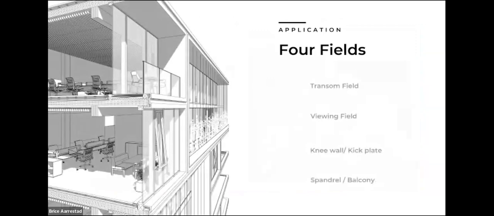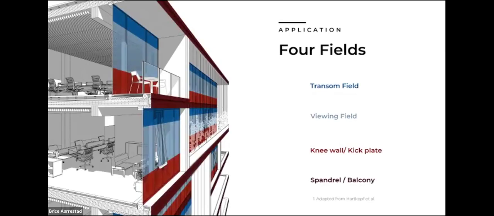So the question then is, understanding these basic principles of biophilia, how do we then apply them to a facade? It may be helpful to divide the facade into 4 fields: a transom field, a viewing field, a knee wall kickplate field, and a spandrel balcony field. The transom is anywhere from 7 feet and above in your wall assembly, and then the viewing field is from 7 feet down to about 3 feet above floor finish. The knee wall kick plate is from the floor up to that 3-foot marker.